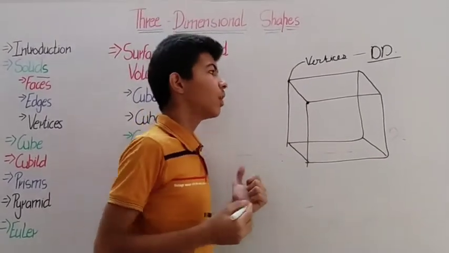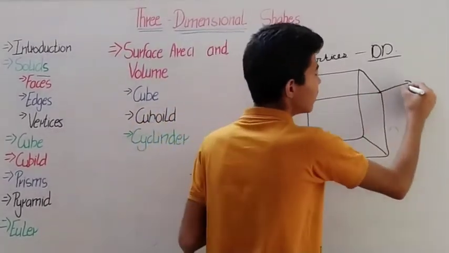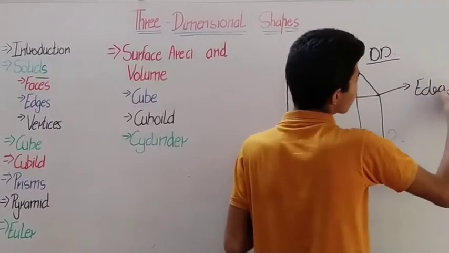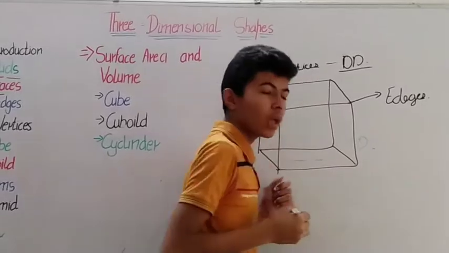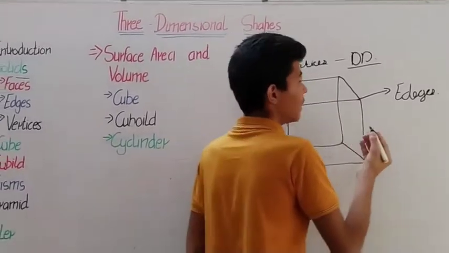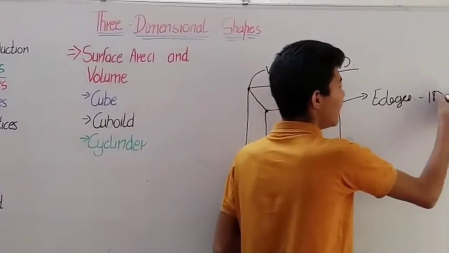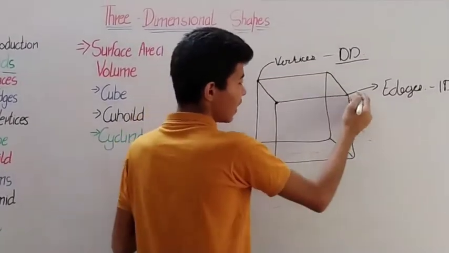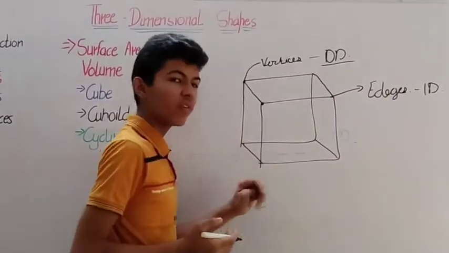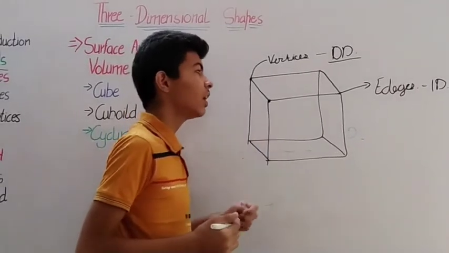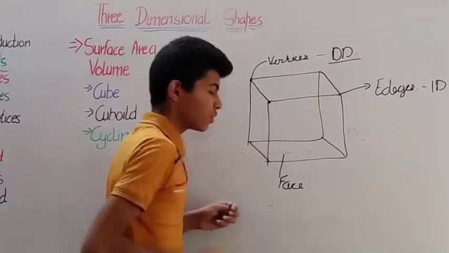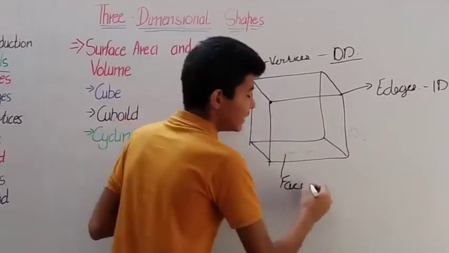And now the lines that you can see here form the edges. So the edges are made from lines, so they are one dimensional. And then you can see the rectangular shape present here, it is known as a face. So a face is a 2D object.